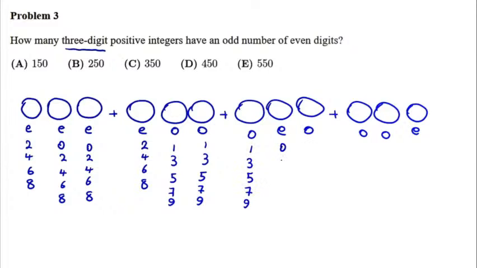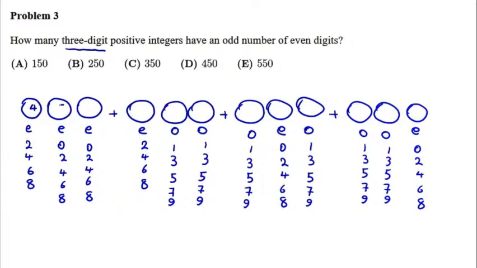We have 5 cases. This part is 0, 2, 4, 6, 8. Because it is odd, this part will be 1, 3, 5, 7, 9, and the next digit is 1, 3, 5, 7, 9. The next digit is 0, 2, 4, 6, 8. Okay, let's calculate. This part will be 4, 5, 5. This part 4, 5, 5. This part is 5, 5, 5. This part 5, 5, 5.